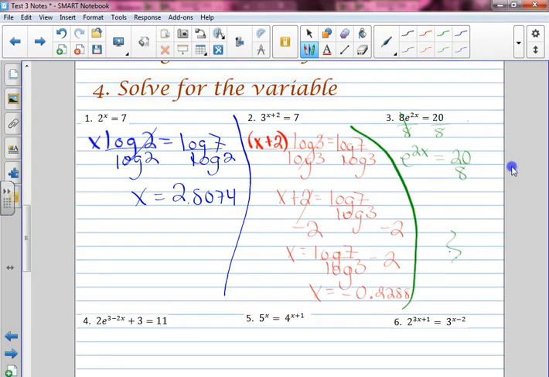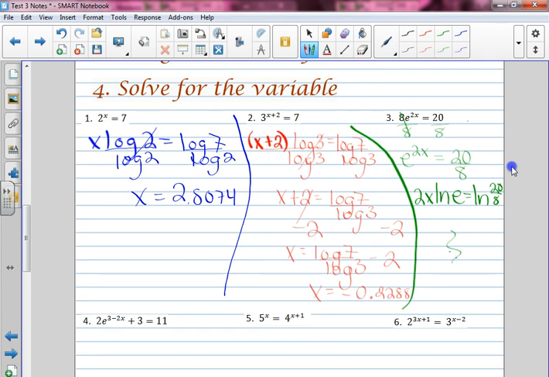Now I need to make my exponent the coefficient, so 2x. Now I need to introduce my logarithm, but it's an e. Anytime you have an e, you always introduce a natural log. E's and natural logs go together. So natural log of e equals, whatever I do on one side, I must do on the other. Natural log of 20 over 8.